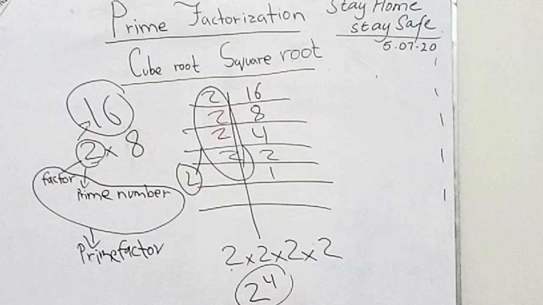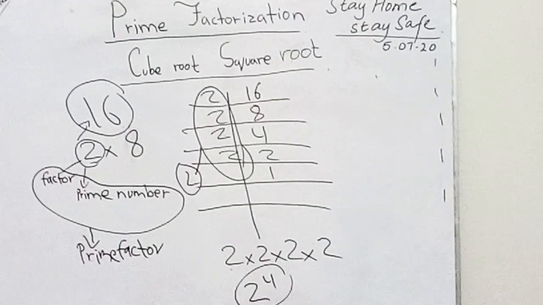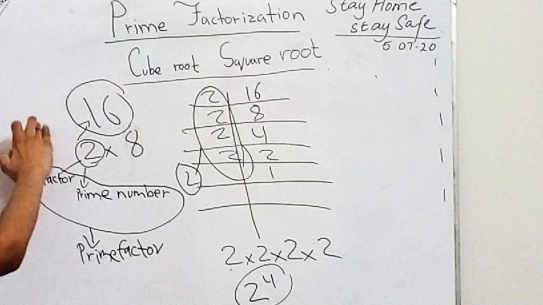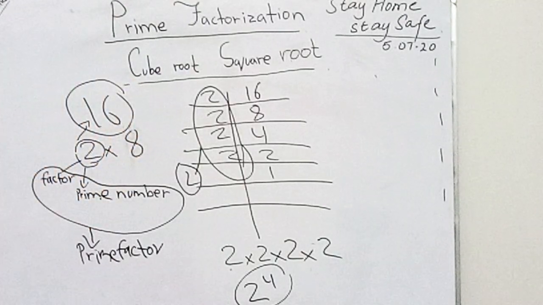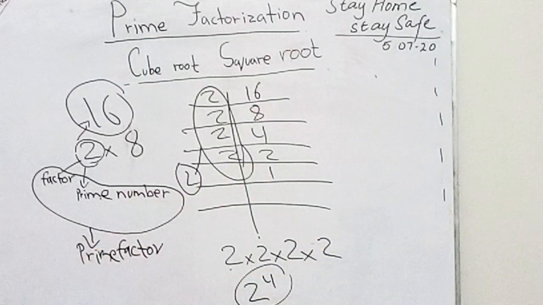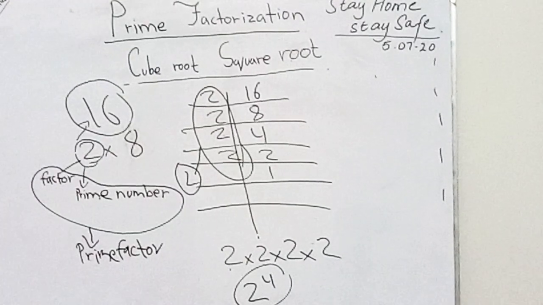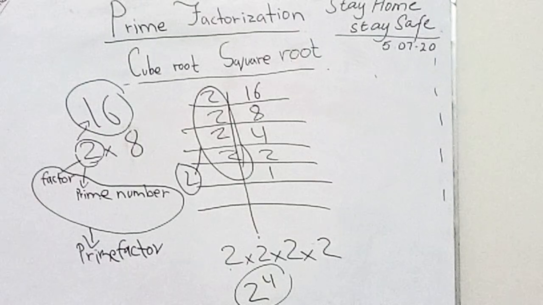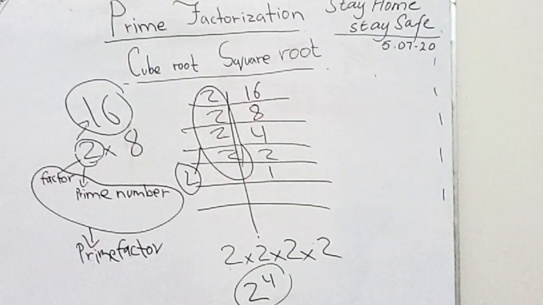So this is the factorization of a number. The process of expressing 16 as a product of prime factors is prime factorization. We found the prime factors of 16 and put them in index notation. This is called the prime factorization of 16. Let's move on. I hope you understand this. If you have any problem, you can ask in the comments and I will answer you. Now let's take another example of prime factorization so that you can be sure.